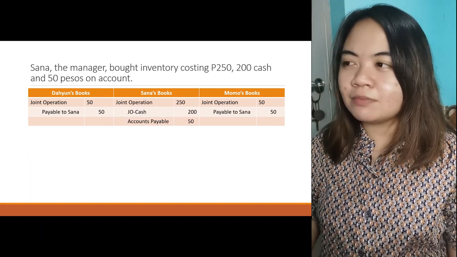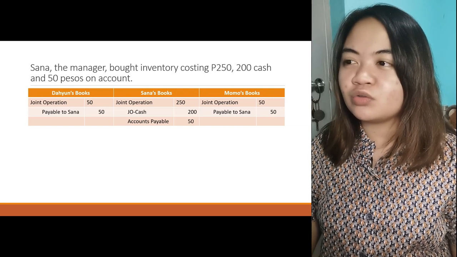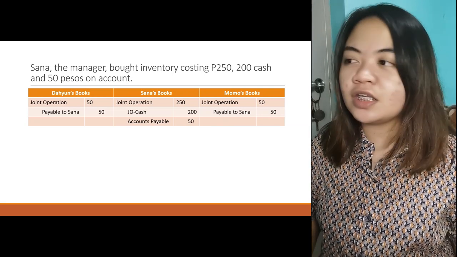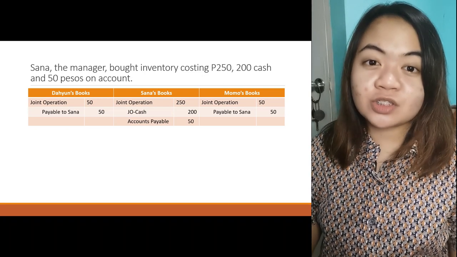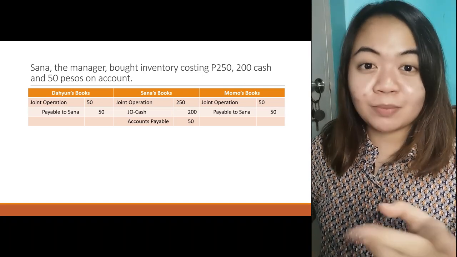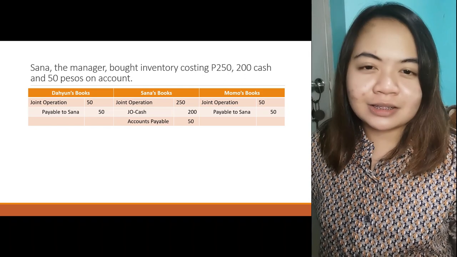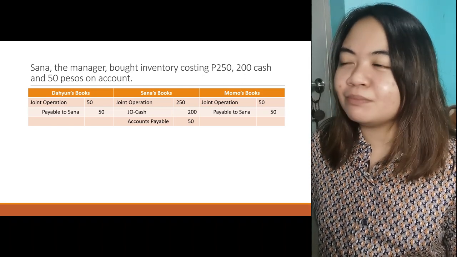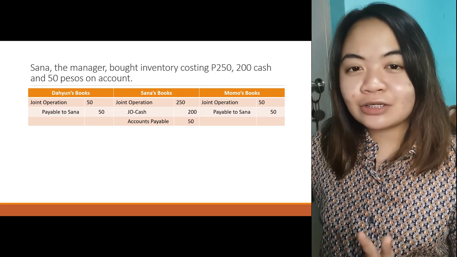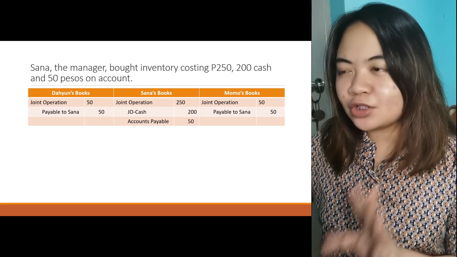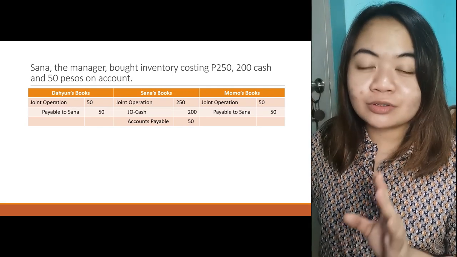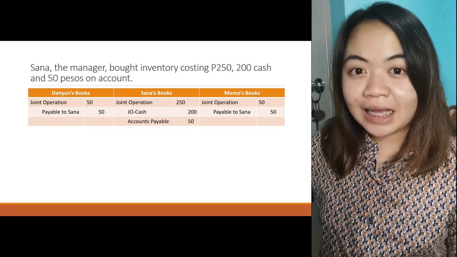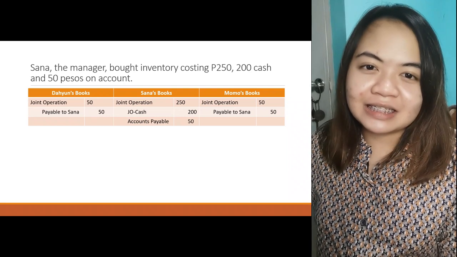Okay? Sana the manager bought inventory costing 250, 200 of which ay cash, and 50 ay on account. 200 daw kinash niya, 50 pesos utang. Okay? Na-short si Sana. Okay? So, sa books ni Dayon, because she's an operator, related ito sa transactions ng joint operation. So, we have debit joint operation. Ang ire-record mo lang is 50.